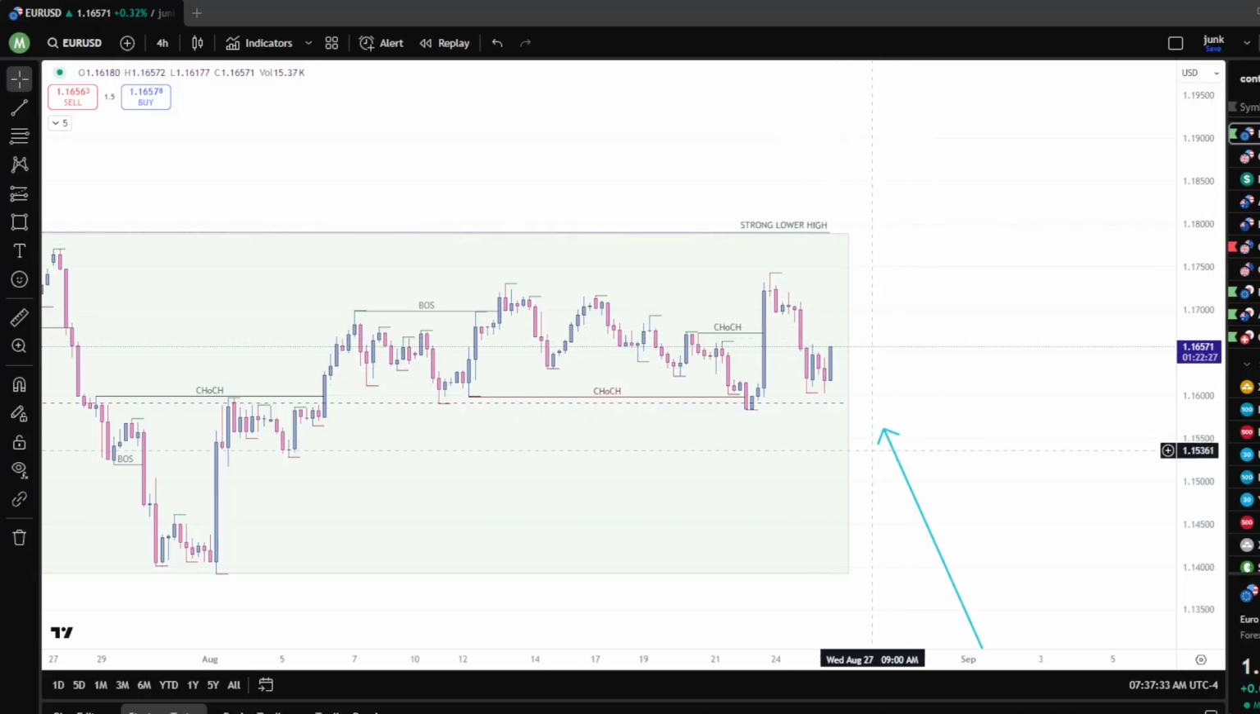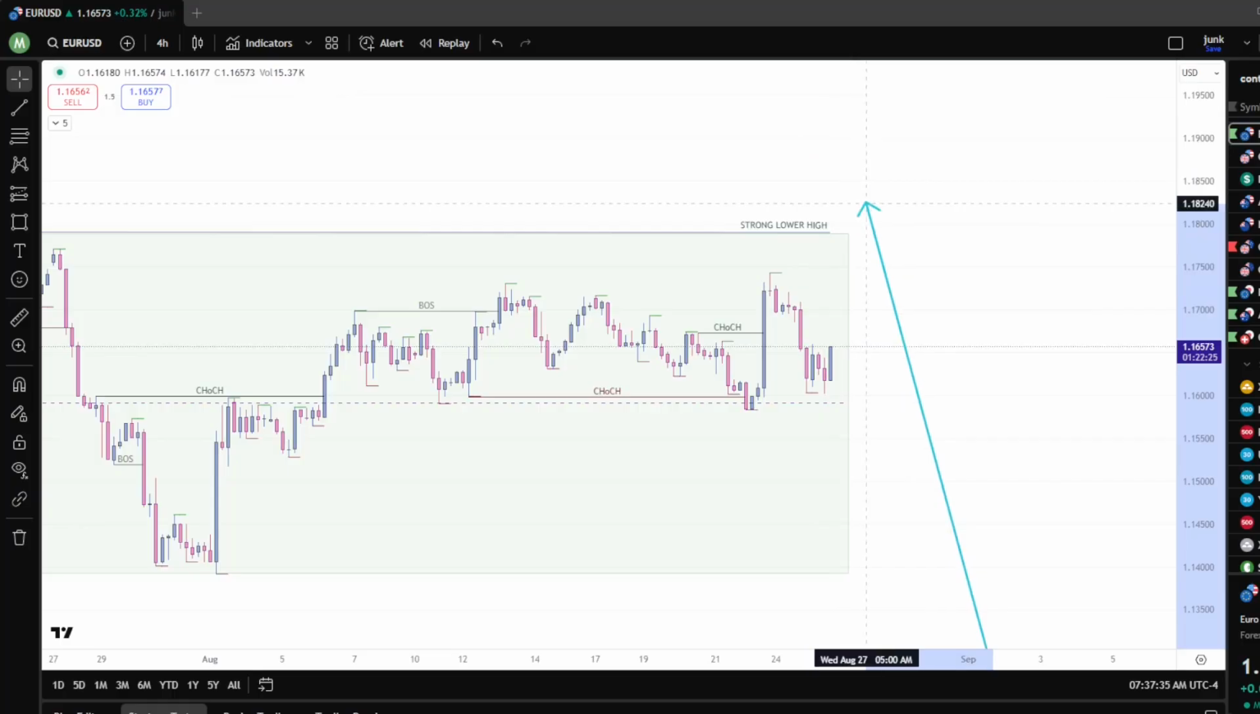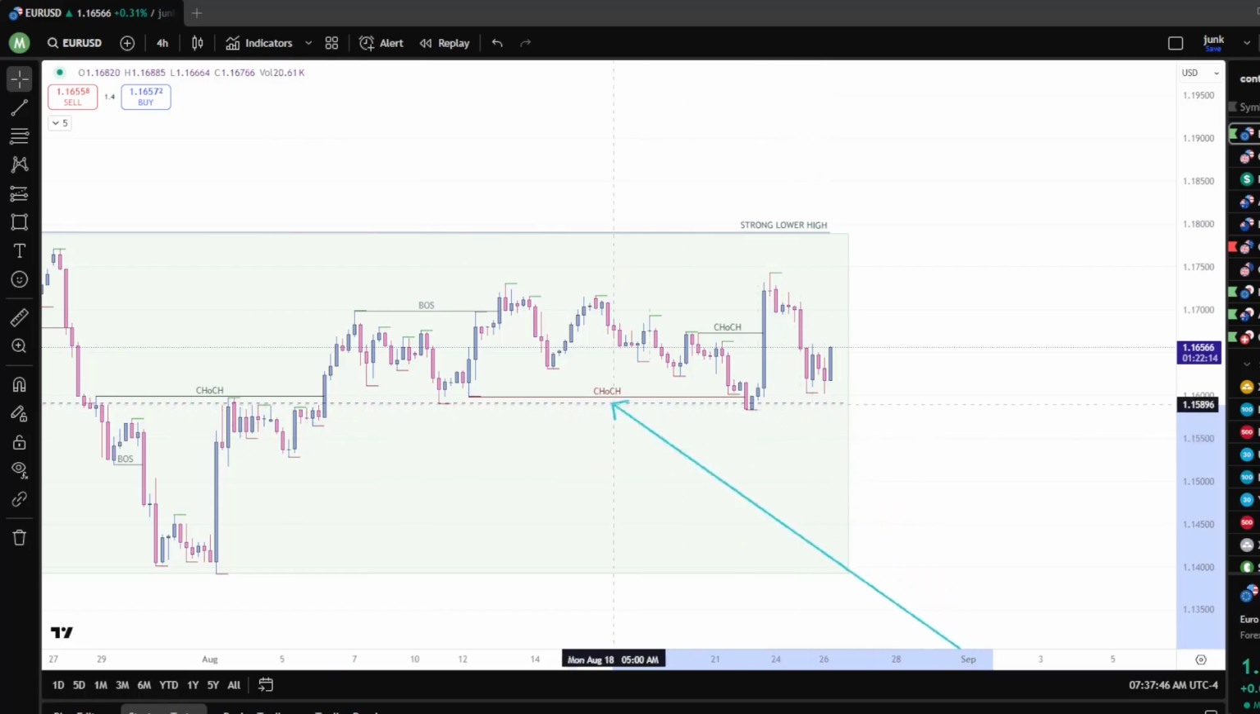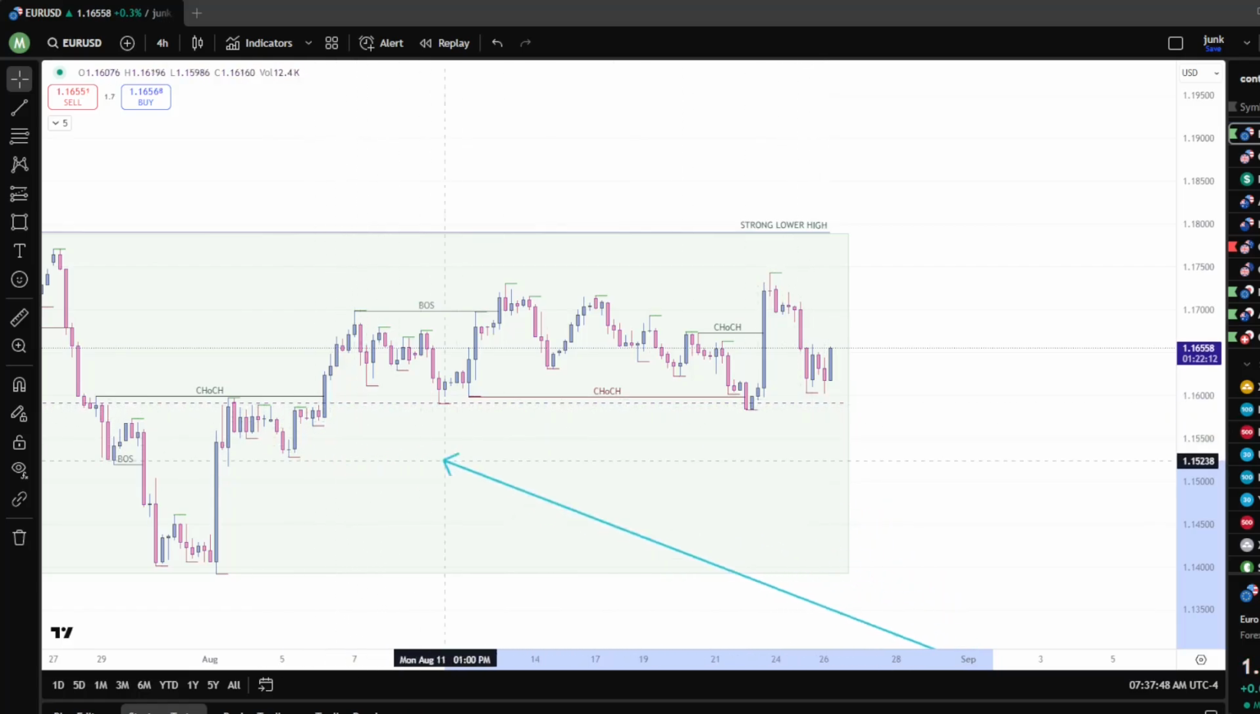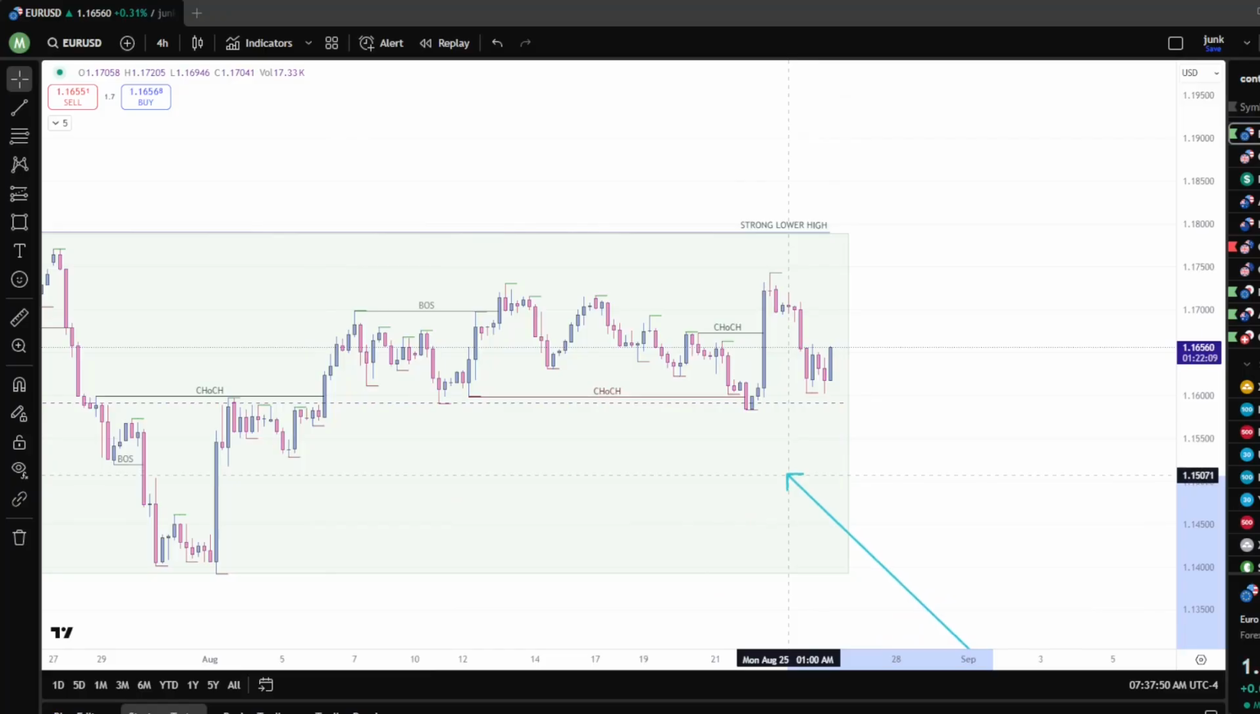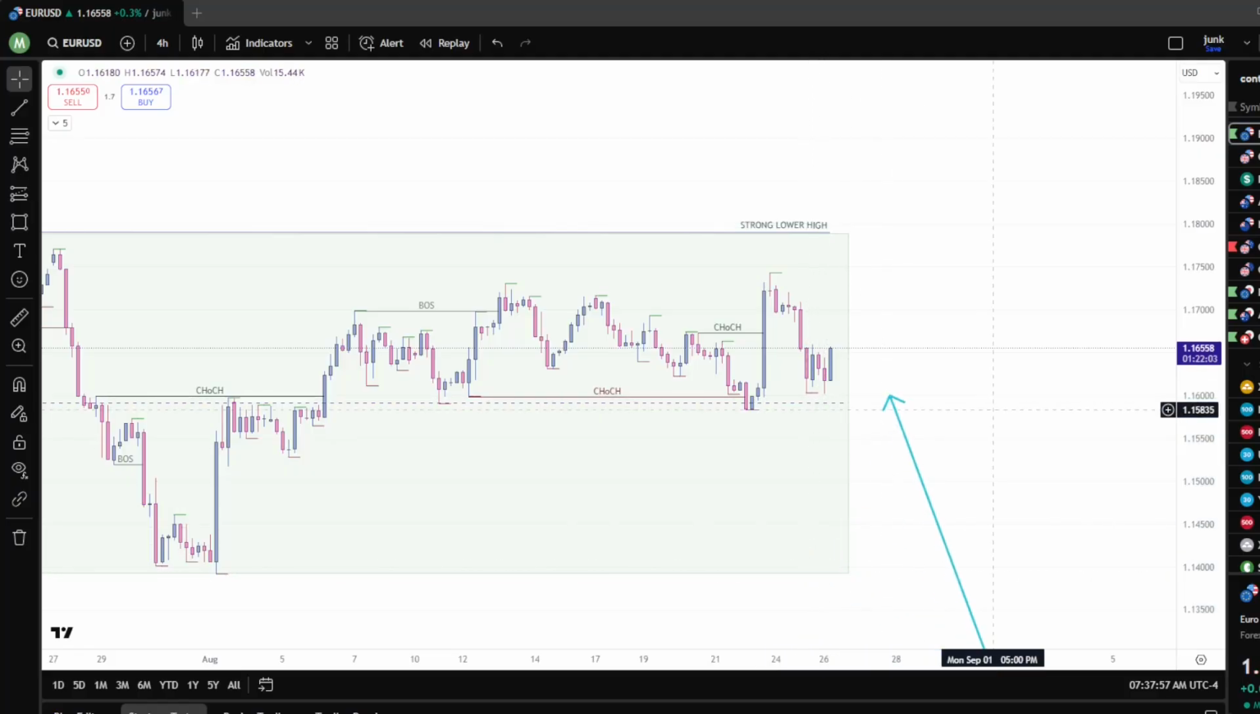If it can take out this lower high, I'll be looking for any type of retracement, any type of buying opportunity from there to continue the price rising. But like I said, overall, if the swing structure is bearish, it could come back down. If it does take out this area of demand, I'll be looking for any type of selling opportunity once it gets back down at the premium to see it take out the lows of the overall range.